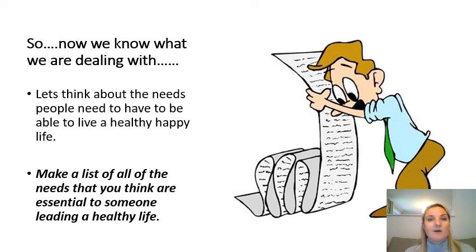So shelter, so having a house, a roof over your head, that's going to be essential for you to living a healthy life. What other things do you think you need to be able to live a happy and healthy life? I'm just going to give you 15 seconds to think about that.